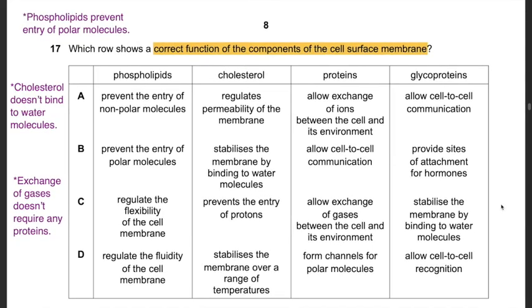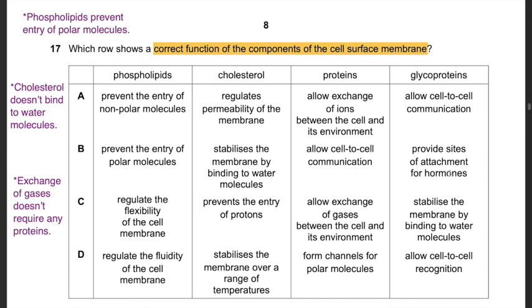Question 17. Which row shows a correct function of the components of the cell surface membrane? The components given are phospholipids, cholesterol, proteins and glycoproteins. Let's look at row A. Phospholipids prevent the entry of non-polar molecules. That is incorrect because phospholipids always prevent the entry of polar molecules. Do keep in mind this point. Therefore, row A is incorrect.